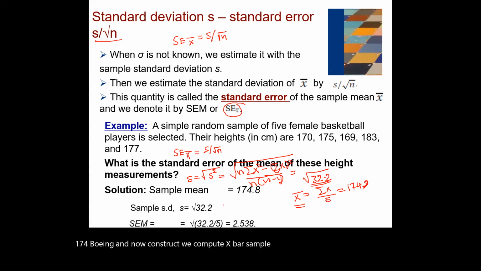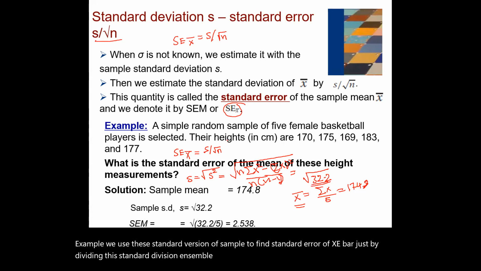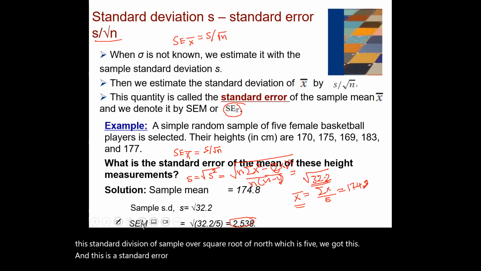Also we compute the standard deviation of the sample. We use this standard deviation of the sample to find the standard error of x bar just by dividing it over the square root of n, which is 5. We got this, and this is the standard error of the mean, SEM, which is 2.538.